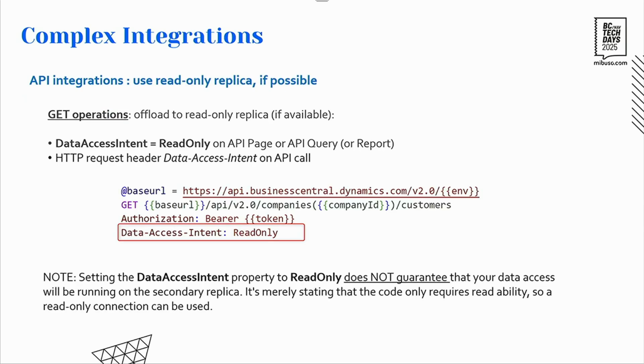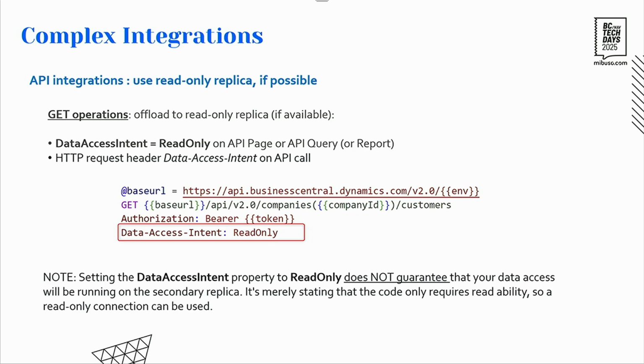In order to use the read-only replica, there are basically 3 ways where you can specify this. The first one, you can specify in the object: in API query, in API pages, or even in reports. Of course, those should not have any kind of write operations: read, update, insert, or delete. Or you can specify this in the headers when you're doing the call in your GET. Of course, the data access intent does not guarantee that you have a read-only.